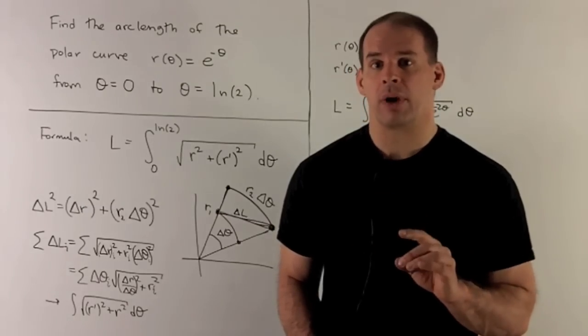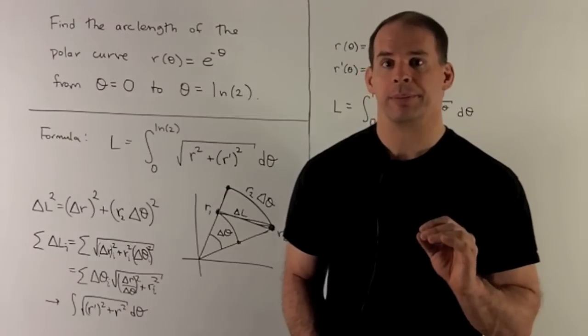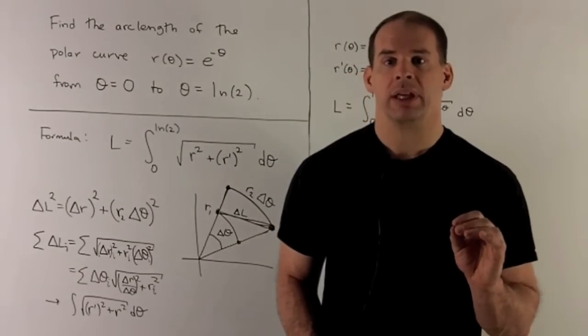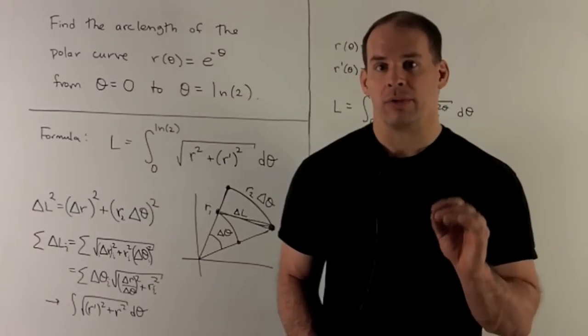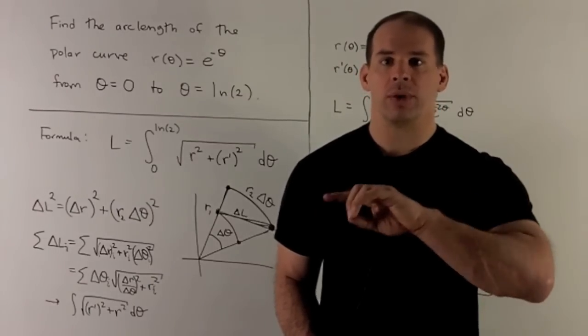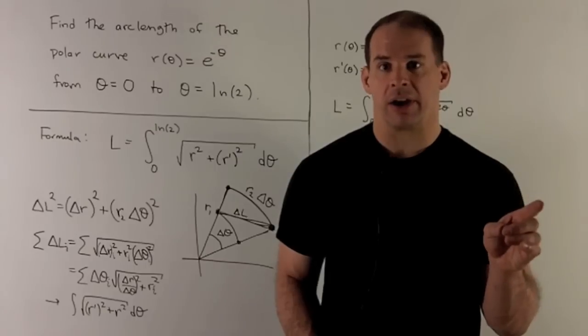Where does this formula come from? In case we need to rederive it, think about your limit process for integration. Here, we're integrating over the variable theta, so we're looking at our polar curve, which varies as the angle varies.